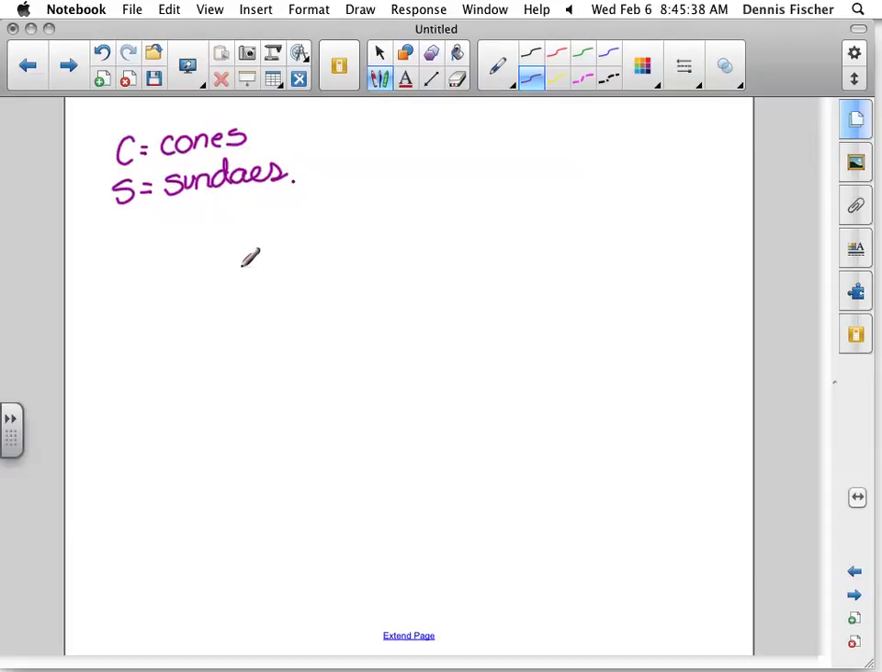You can put T in there for total scoops if you want to. The T is equal to C plus S if you want to leave it as T for total scoops. That's all they're asking for in part A. T is equal to C plus S. We're taking the scoops of ice cream on the cones plus the scoops of ice cream on the sundaes and adding them together.